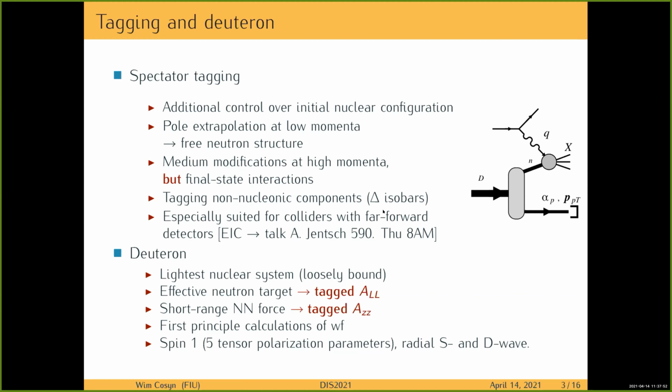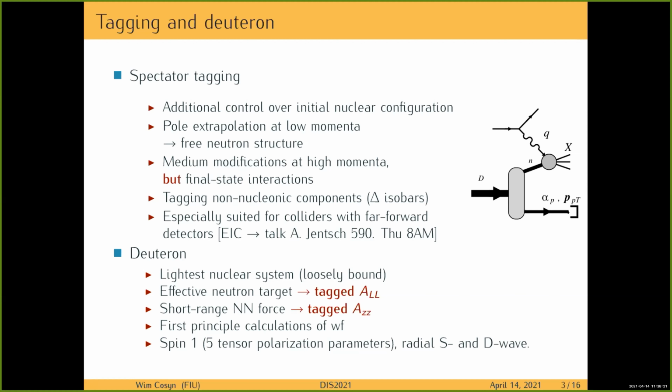So there are different applications. I'll discuss a few, but the main thing we can do is get to the pole of this propagator by extrapolating the momentum of your spectator into the unphysical region, because the deuteron is very loosely bound. I'm now discussing this specifically for the deuteron. It has a very small binding energy, so the extrapolation is quite small and under control.